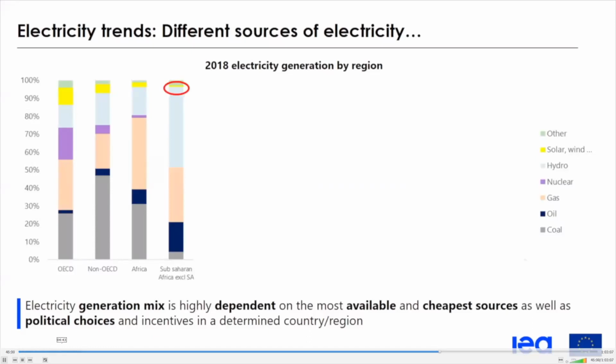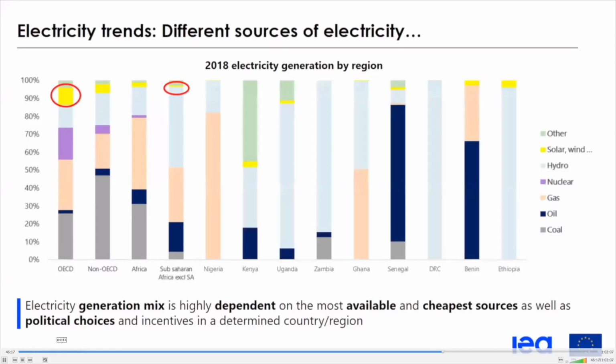So if we look, for example, at the difference between the share of solar generation in the OECD or in Sub-Saharan Africa, we can see here differences in terms of access to the technologies and political decisions made in various countries. Now, here are examples of those electricity mixes in different countries in Sub-Saharan Africa. And obviously, it's really dependent on the political choices of one country and the availability within the borders of the country.